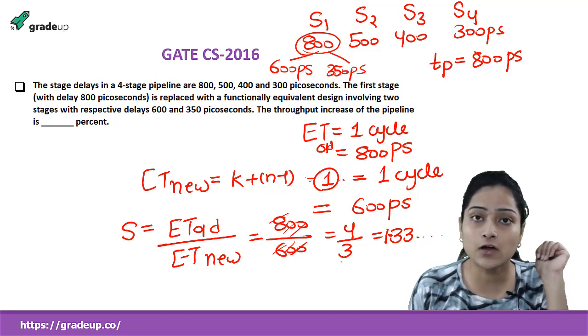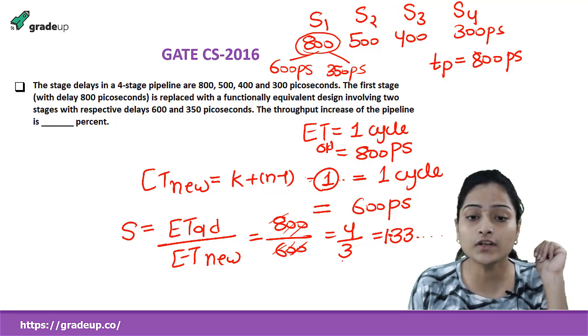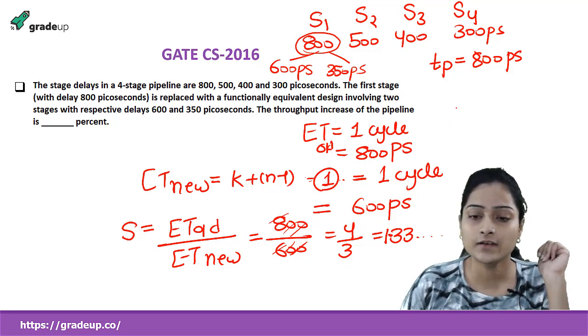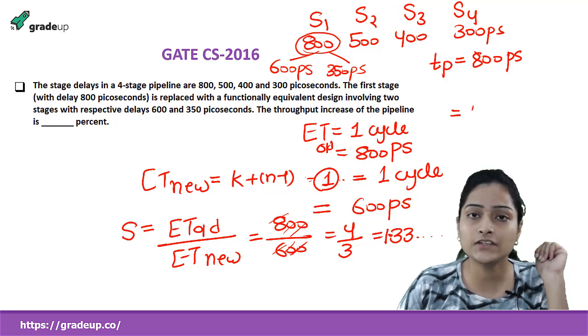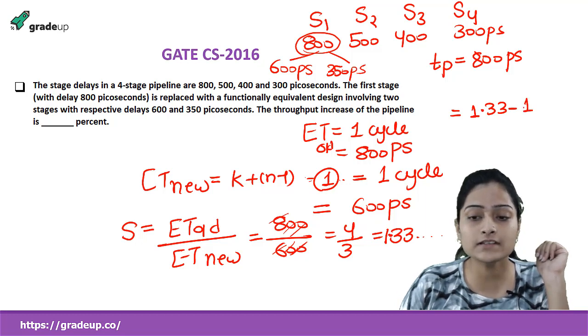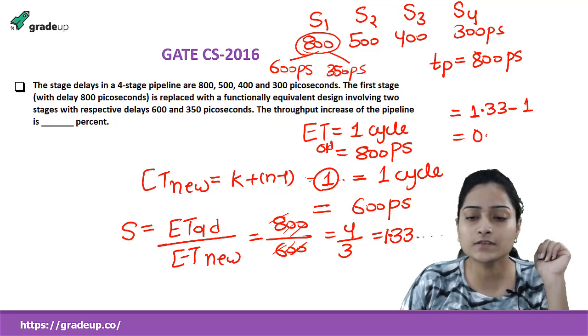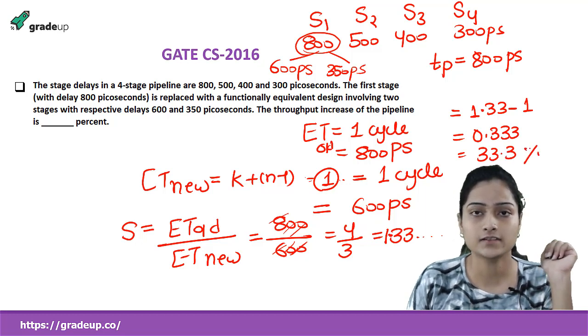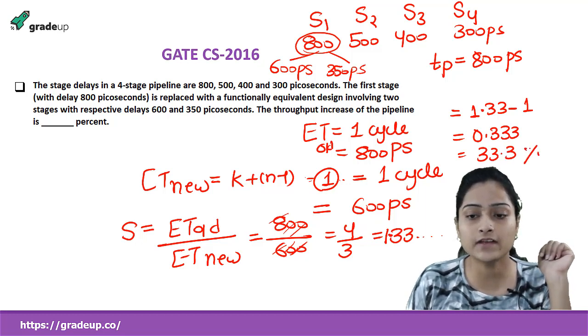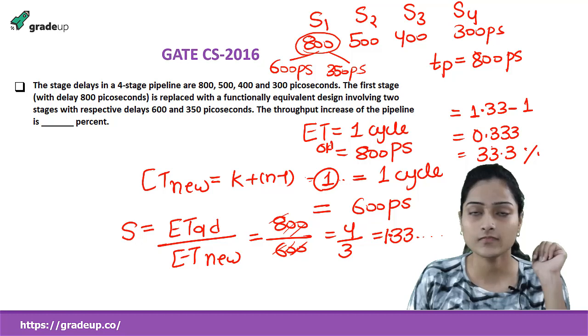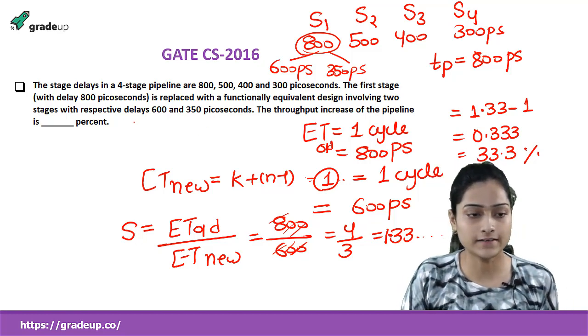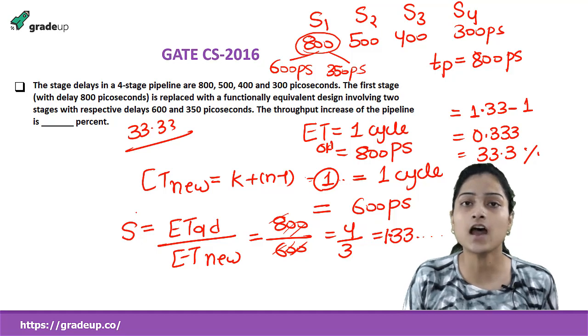And see, you have to find out the percentage of your throughput increase. 1.33 is your new speed up, and previously it was 1, because if no changes have been done to the system, it will be 1. Then your speed up is 0.333 and it will be 33.3%. You have to find the percent value, so you have to multiply it with 100. It is 33.33. This is the answer.